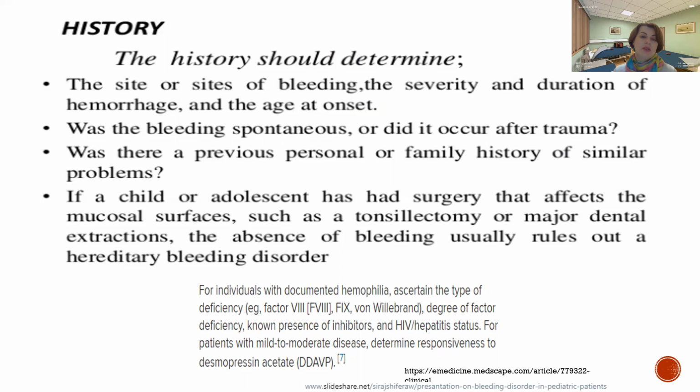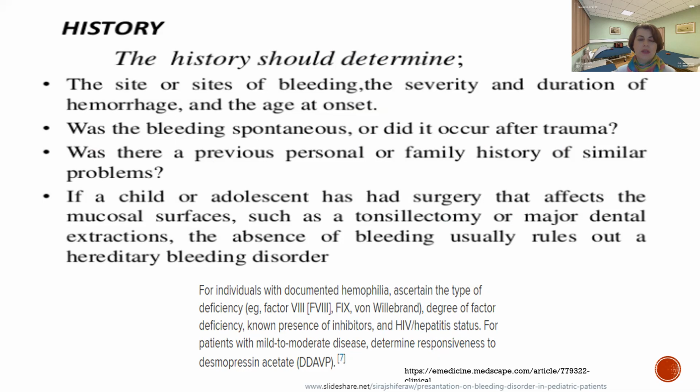Was there a previous personal or family history of similar problems? If a child or adolescent has had surgery that affects the mucosal surface, such as tonsillectomy or major dental extraction, the absence of bleeding usually rules out a hereditary bleeding disorder. For individuals with documented hemophilia, the type of deficiency, degree of factor deficiency, known presence of inhibitors, and HIV and hepatitis status should be noted.